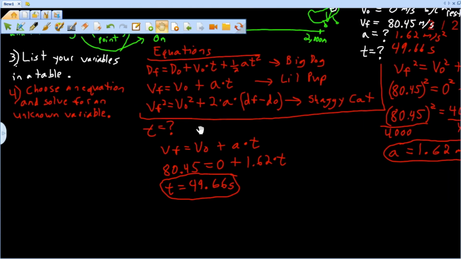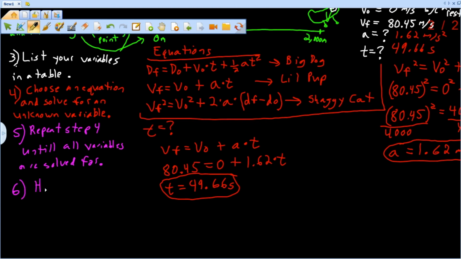We kind of skimmed over this, but step 5 is just to repeat step 4 until you have solved for all of your missing variables. And then step 6, remember to have fun. When you're doing these problems, smile, have fun, enjoy them. Alright, they're awesome. They're really, really cool.